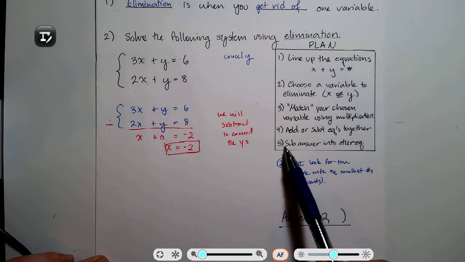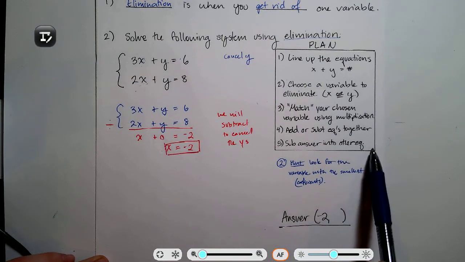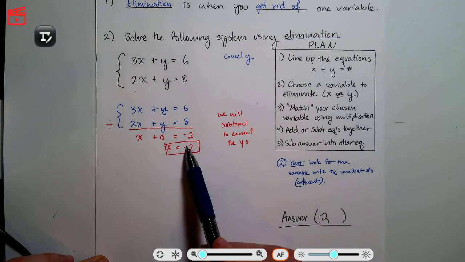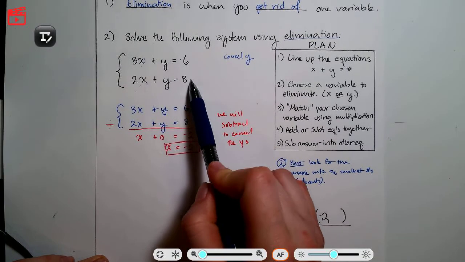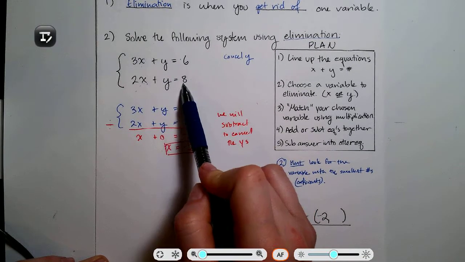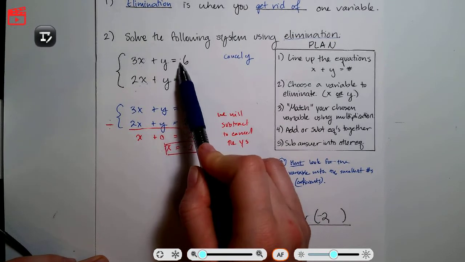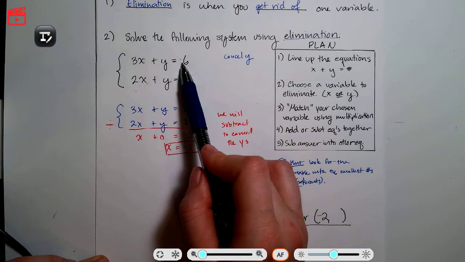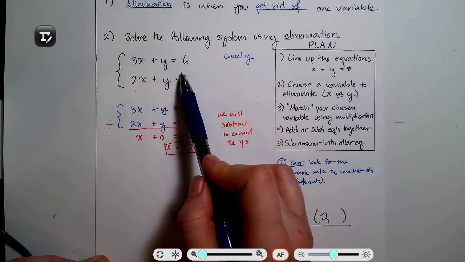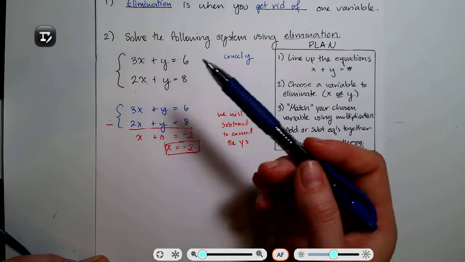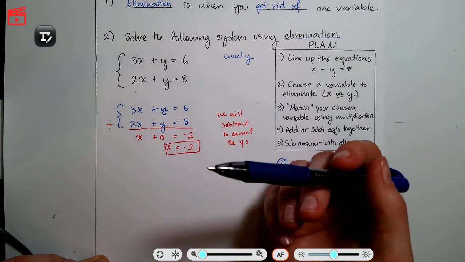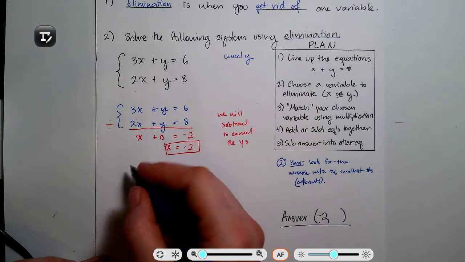So step 5 says, sub your answer into the other equation. So I'm going to take this x value and I'm going to sub it into either one of these. It does not matter if I choose the top one or the bottom one. I'm going to go with the top equation. Both of these equations have small numbers, so none of them look better than the other. So I'll just go with the top equation.